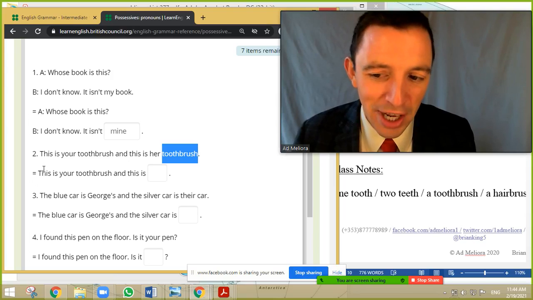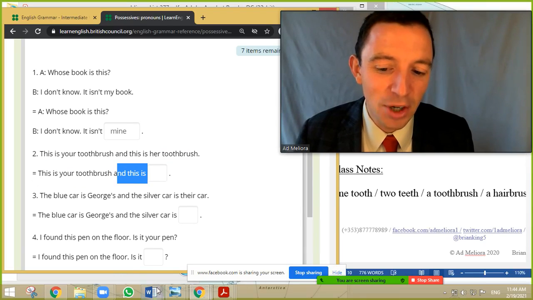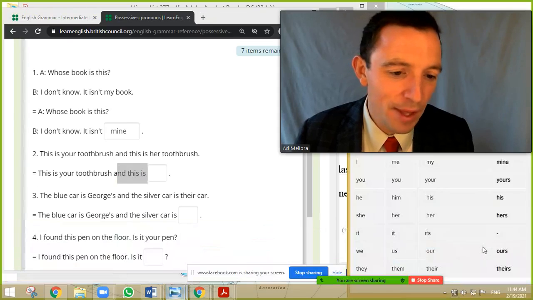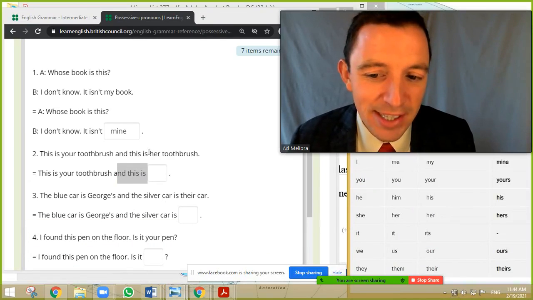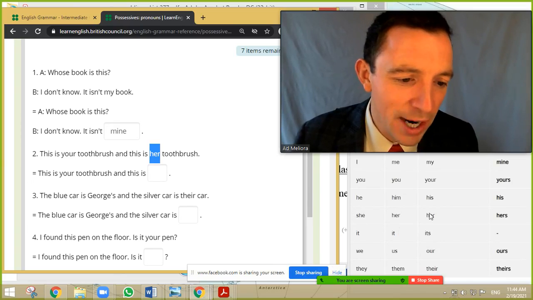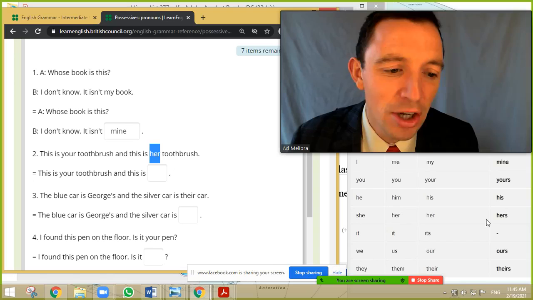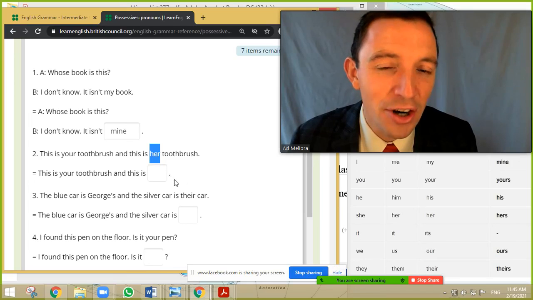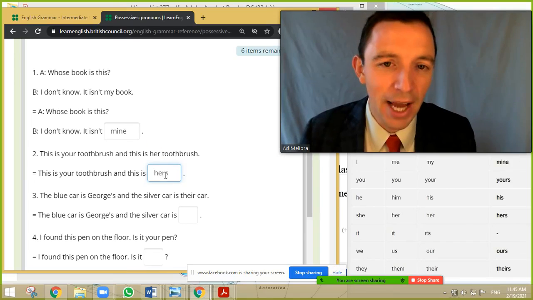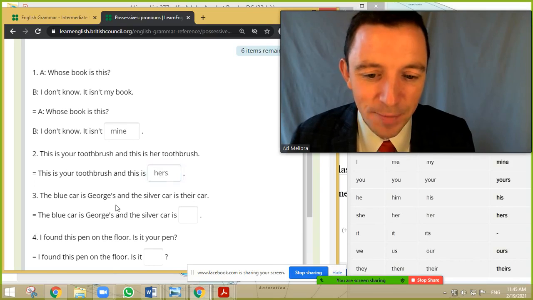So the substitution, this is her toothbrush and this is, okay, so what do you think is the possible answer? So because it's her toothbrush, what's the substitution for her? We go to here and you can see the word her and hers. So I think we need to say it is hers. This is hers. Okay, so I hope you had the same opinion and I hope you had the same answer. I think that's correct, and we can check at the end. Okay, the next one.